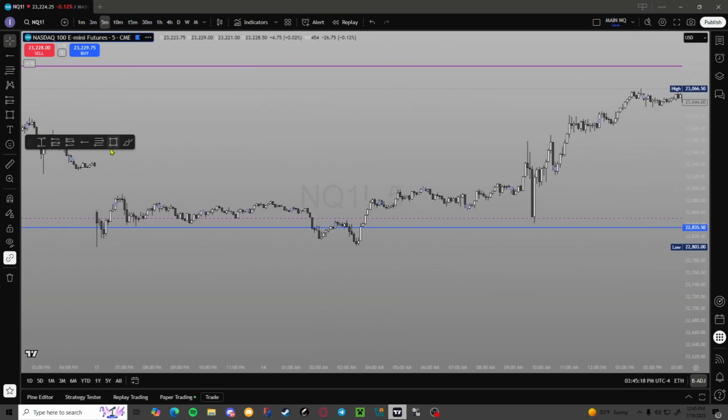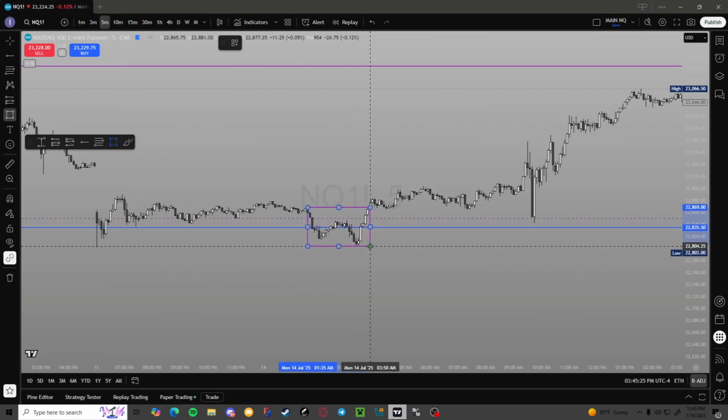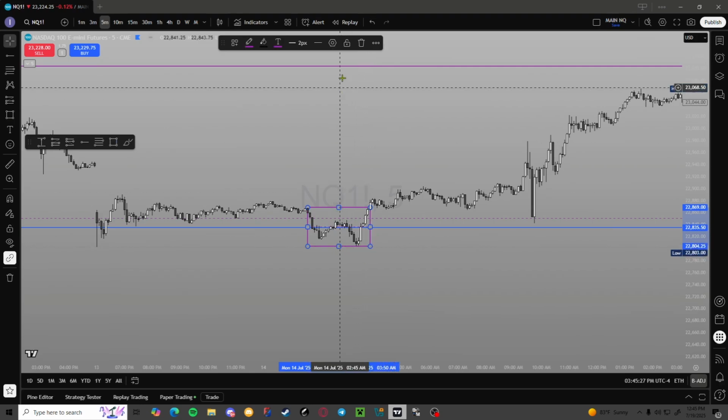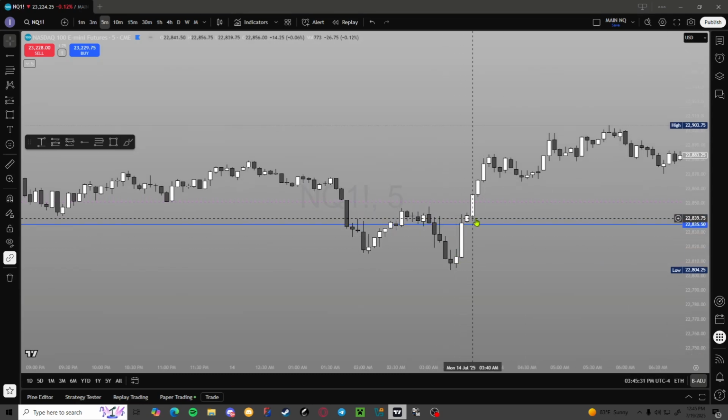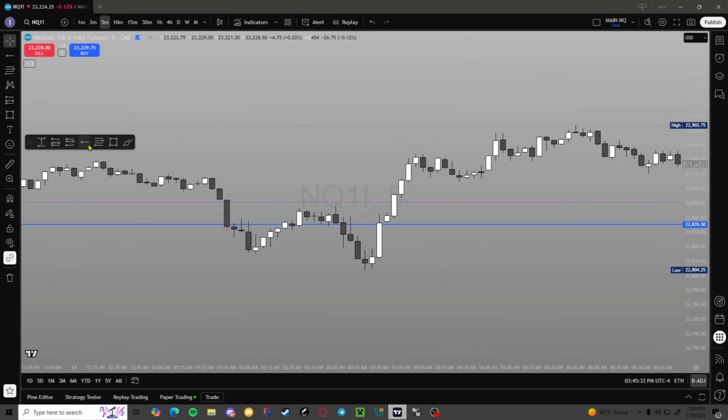Try marking that little gap out. Yeah, it's in there. Perfect. There's a little bullish fair value gap in there. Keep zooming in. It's right on your ray. Yeah, right there. Perfect. So you can see that the market doesn't make mistakes.